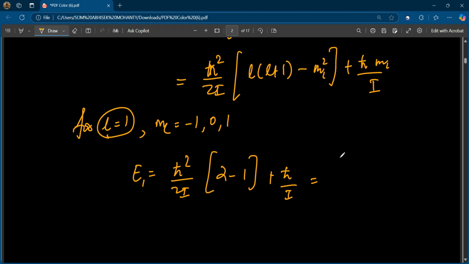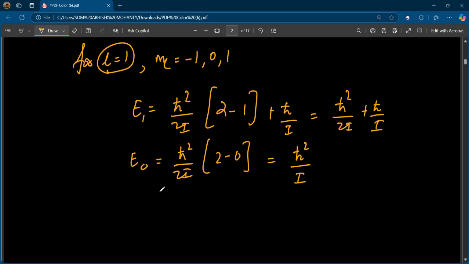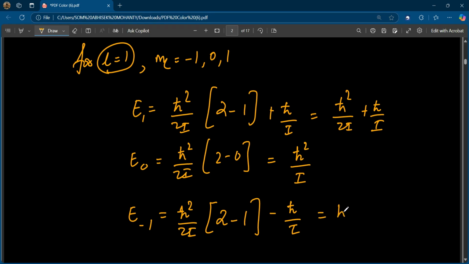So this gives me ħ²/2I plus ħ/I, correct? Suppose m_l is equal to 0: ħ²/2I times (2 minus 0), and this becomes ħ²/I. Suppose for m_l equal to minus 1, E for minus 1 is ħ²/2I times (2 minus 1) minus ħ/I, right? So ħ²/2I minus ħ/I.